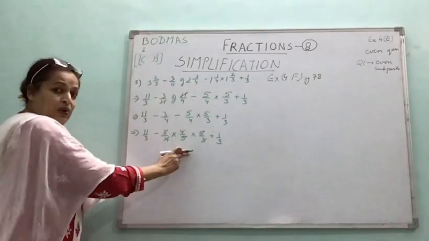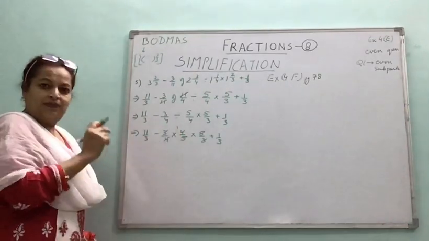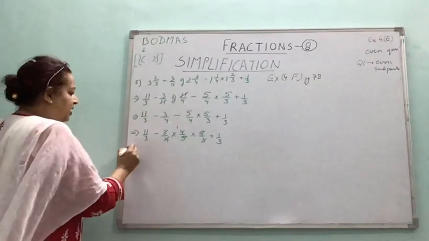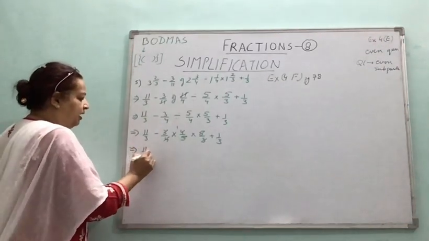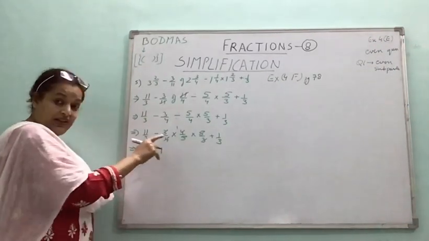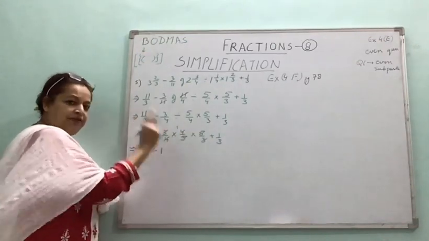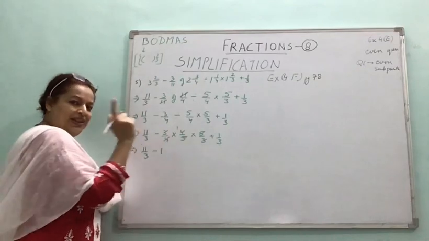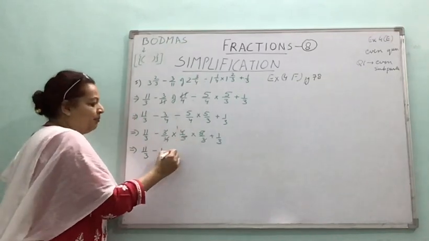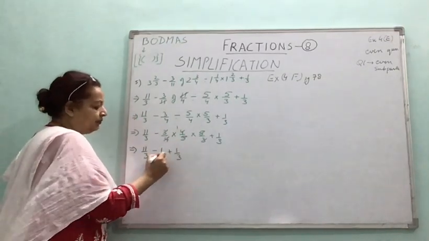So it's not 0. What is left? 1. 1 everywhere. So it is 11 by 3. Do not think it is 0. 1 is there. Because 4 divided by 4 is 1. 5 divided by 5 is 1. 3 divided by 3 is 1. So 1 remains. Plus 1 by 3.